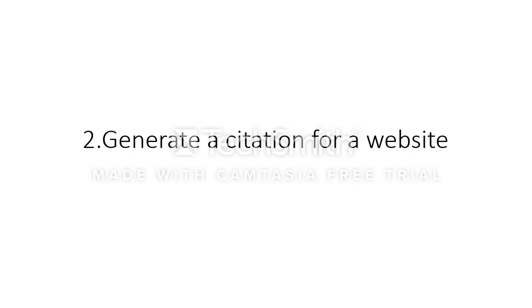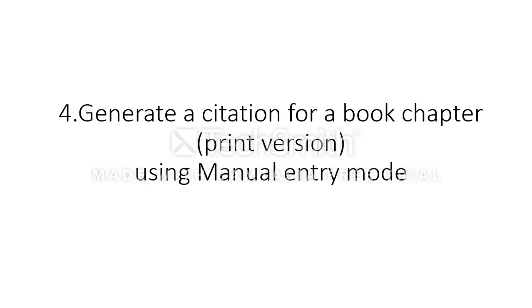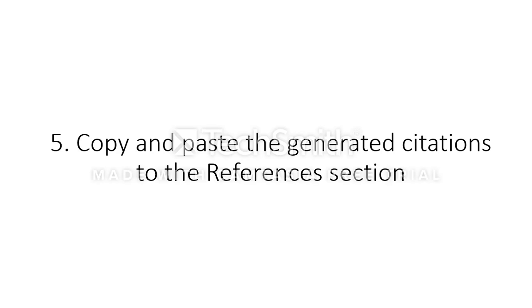First, open the APA style page in bigme.org. Second, generate a citation for a website. Third, generate a citation for a book. Fourth, generate a citation for a book chapter using manual entry mode. Fifth, copy and paste the generated citation to the reference section.